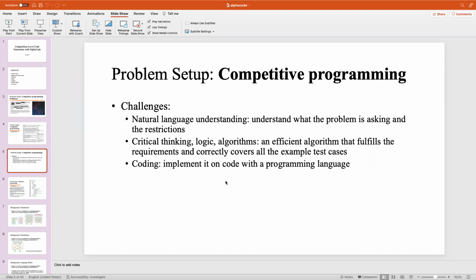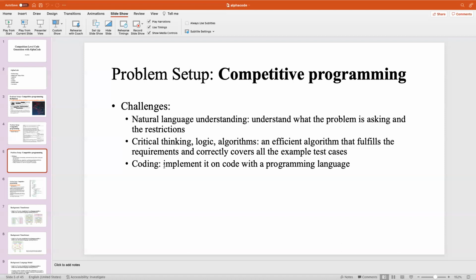Like the third challenge for competitive programming is that when you develop the algorithm, you also need to implement the algorithm with code. Like you need to write the program and test if the program is correct. So for this challenge, you need to know the syntax and all the specific requirements, domain knowledge for the specific programming language. So these challenges make competitive programming a very hard task.